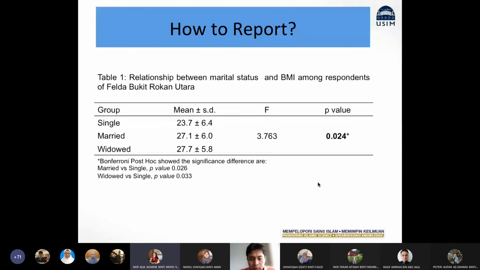Yeah. Doctor, can I ask Doctor? Once again, what is the F value just now? Oh, F value ni is the ANOVA value. Is basically the value kalau kita buat calculation for ANOVA lah. I show you something lah. ANOVA punya calculation.